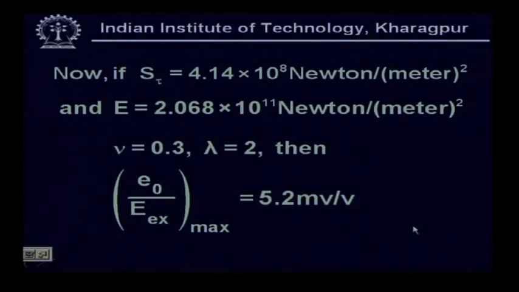So, it will give you 5.2 millivolt per volt. So, you can say that if I have a 10 volt power supply, I will get a 52 millivolt maximum output from the load cell.